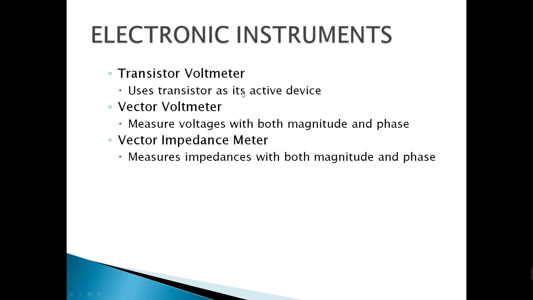Then we have transistor voltmeter. As the name itself says, transistor voltmeter uses transistor as active device. Then we have vector voltmeter, which measures both magnitude and phase. Then we have vector impedance meter, for impedances with both magnitude and phase.